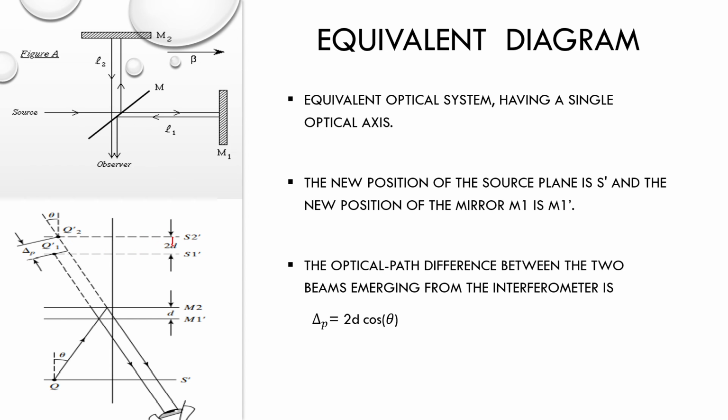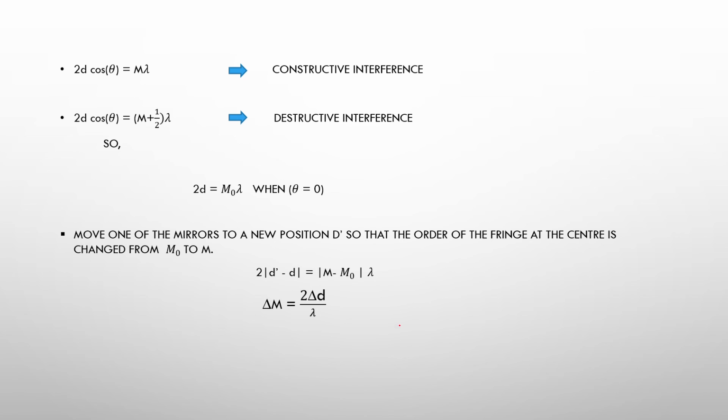Let's keep that in mind. Now the path difference between these two rays would be only this much, from here to here. We need to calculate that. We can form a triangle like this, and if you apply cos theta equals adjacent side by hypotenuse, you will get delta p as 2d cos theta. 2d cos theta equals m lambda for constructive interference, and 2d cos theta equals (m plus 1/2) lambda for destructive interference.